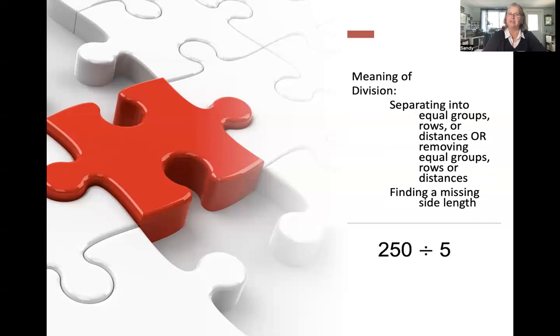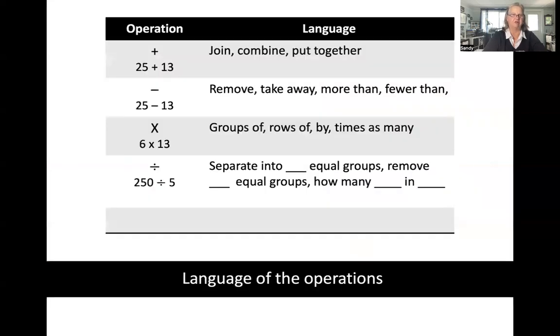Now, in this particular expression, I could read this as 250 separate into 5 equal groups, separate into 5 equal rows, separate into 5 equal jumps. So I can separate. I could say, well, 5 by what gives me 250, an area of 250. So I can use that area. 5 times as many as what number is 250? So using the language when I'm reading the symbol, when I'm computing, builds the language of the story problems.